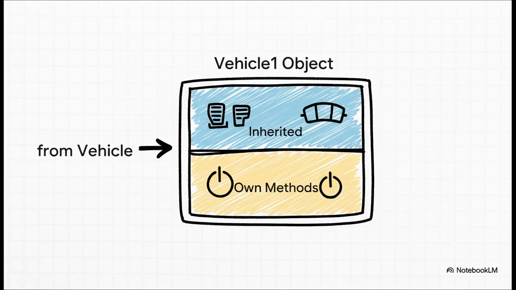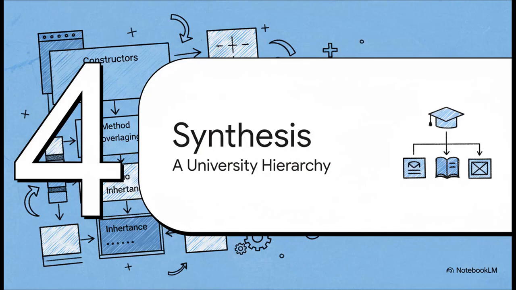So what does this actually mean in practice? It means an object of our new vehicle1 class is now a hybrid. It's got all the methods it inherited from the vehicle class, like acelera and freya, plus its own unique methods, like Liga and Desliga. We've just successfully reused a bunch of code and extended its functionality all at the same time.